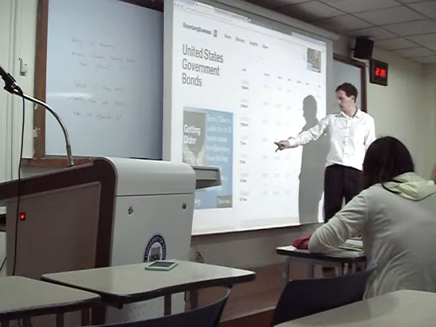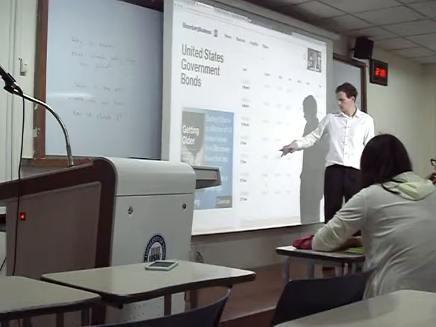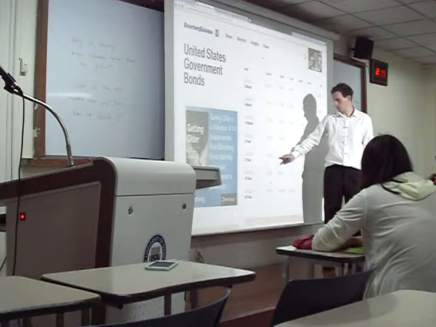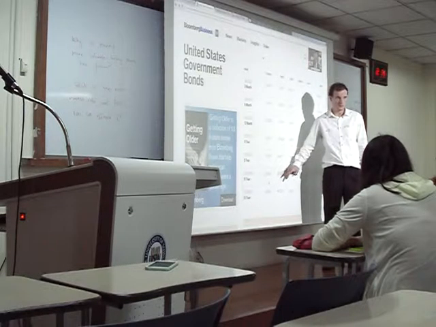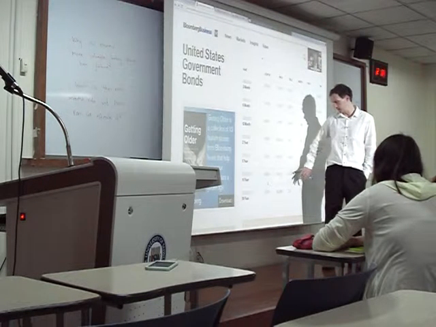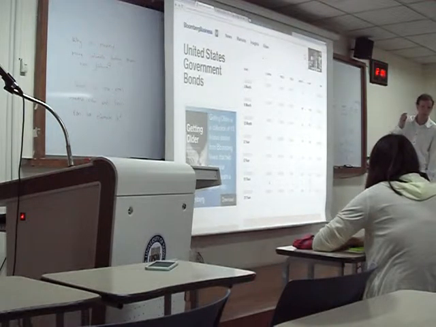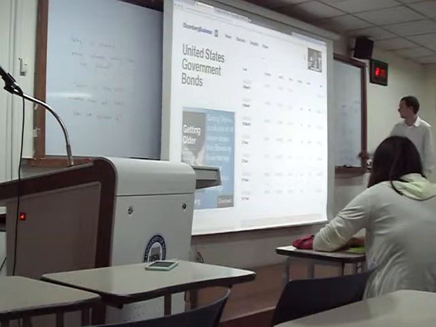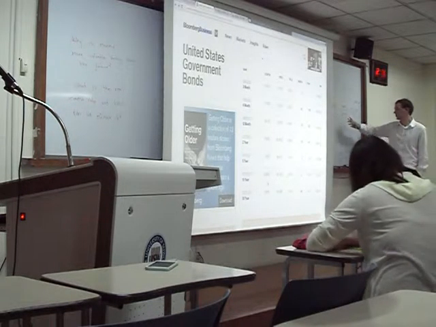So we can see all of these values are below 100. This is the price of the bond, okay? So we say that the face value is 100. So the price, if the value is 1 million, this would be 998,000, okay? If the price is 100, this is going to be 99.6. Here it's 98.7. Then we need to do a calculation to find the yield.